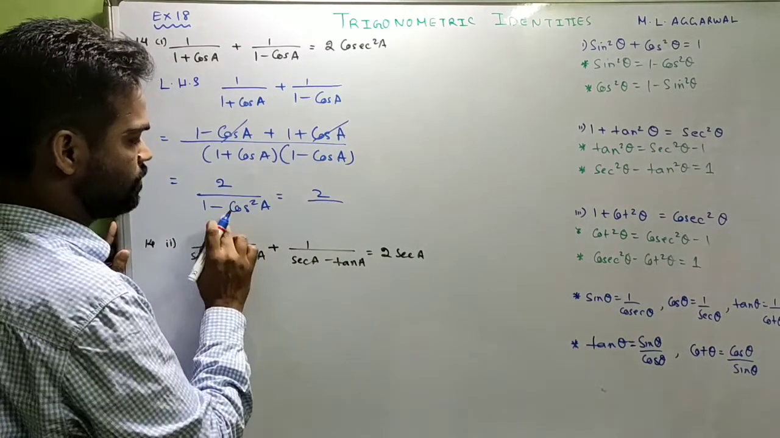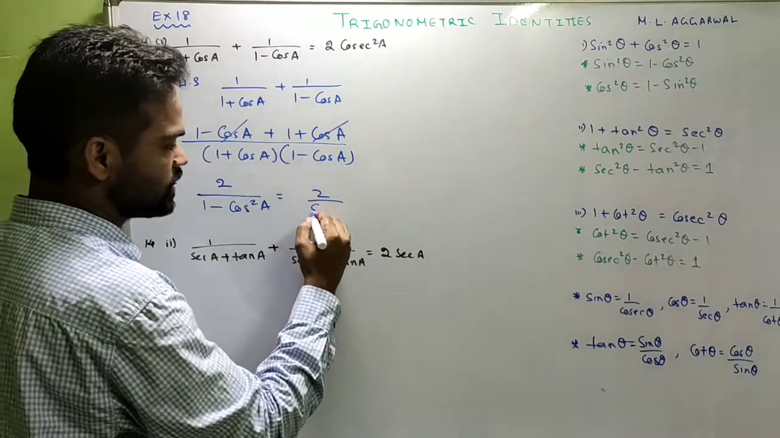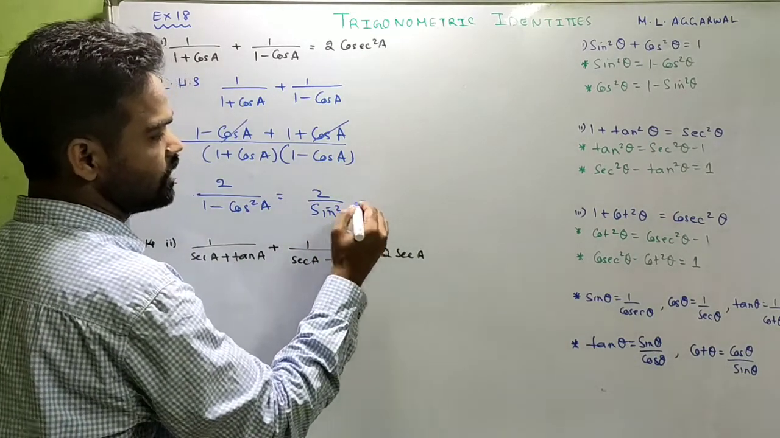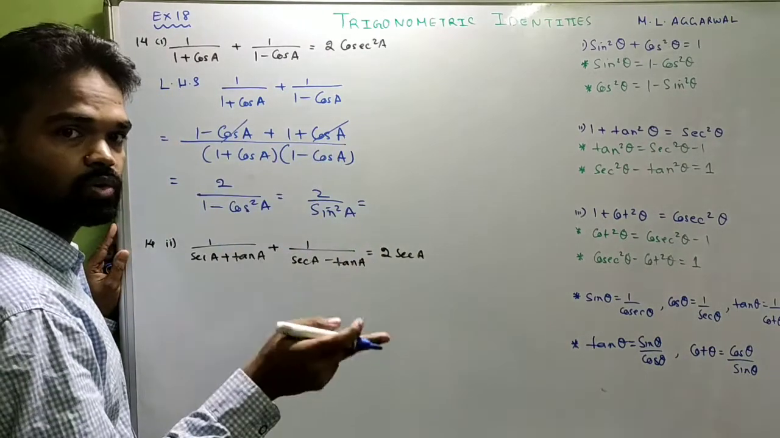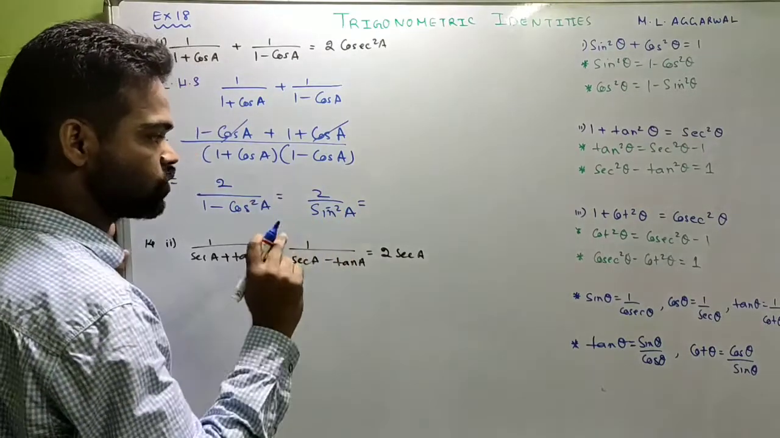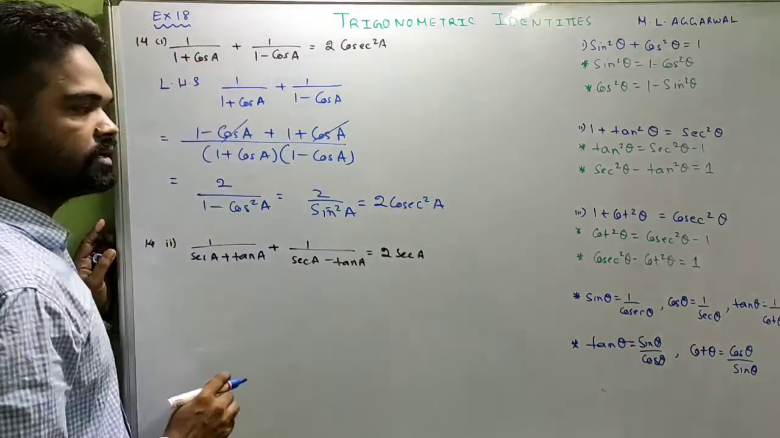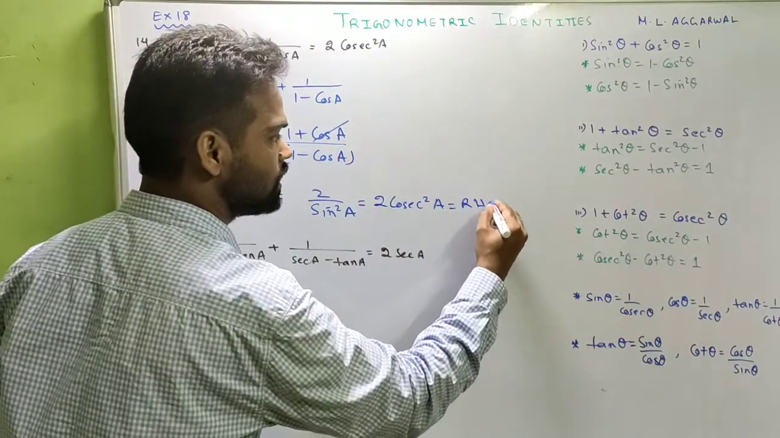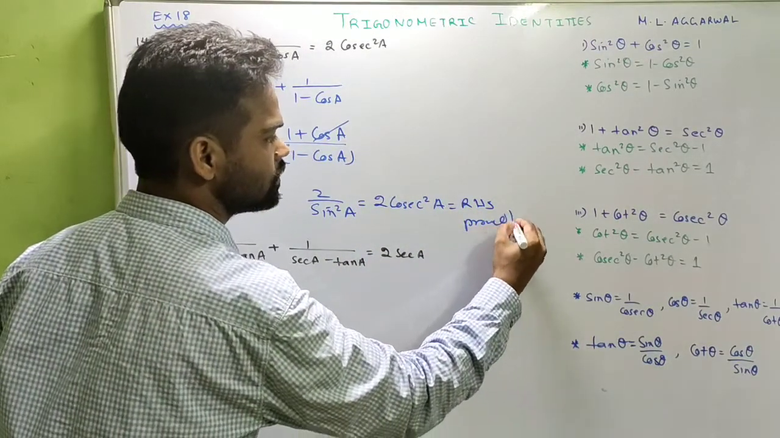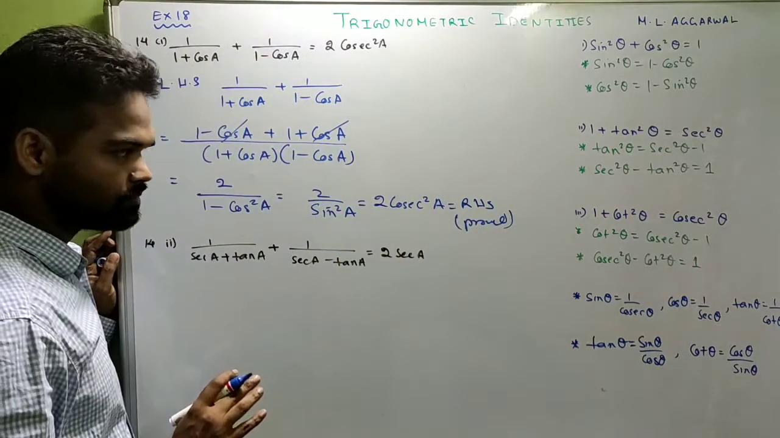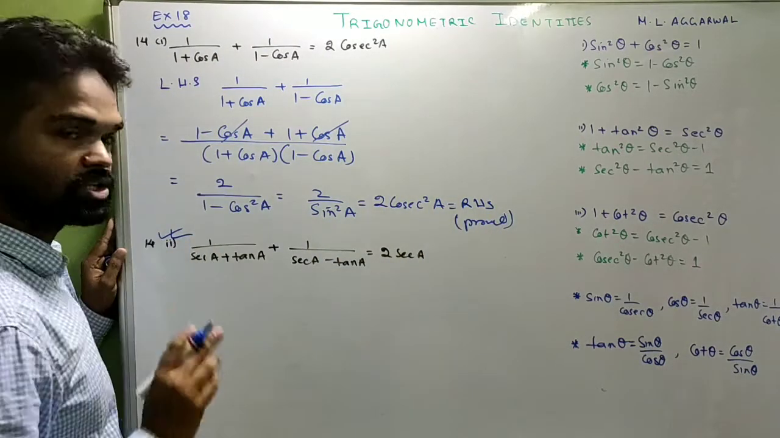Now 2. Now 1 minus cos square A is nothing but sine square A. Now 1 by sine A is cosec A. So 1 by sine square A will be cosec square A, isn't it? And that is equal to RHS. Proved. Done. Now let us look at 14 part 2.